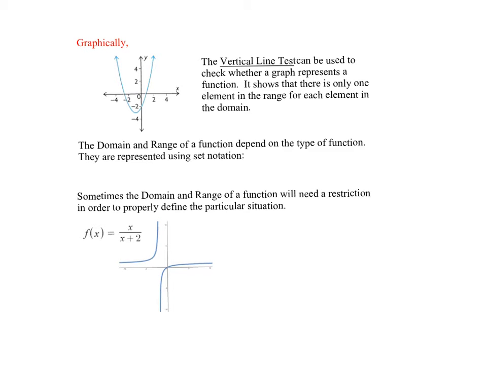So just draw a line across here anywhere. If we draw a straight line there, it only passes at one spot. If we draw a straight line anywhere across that function, we're going to see that it will pass the vertical line test.